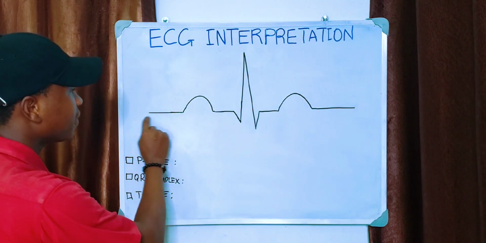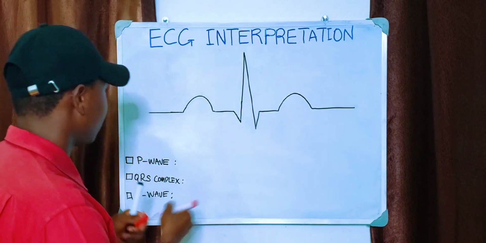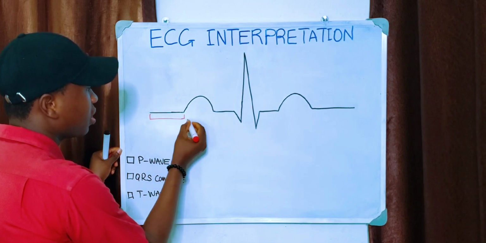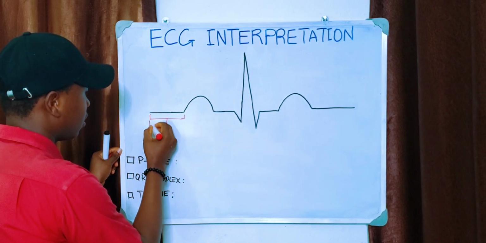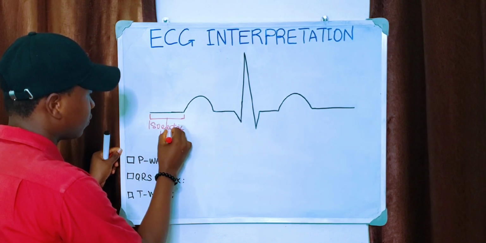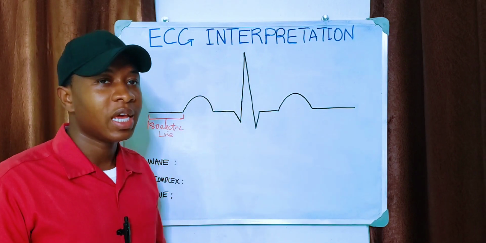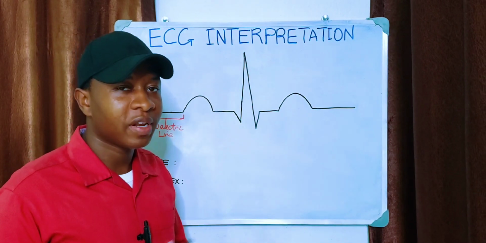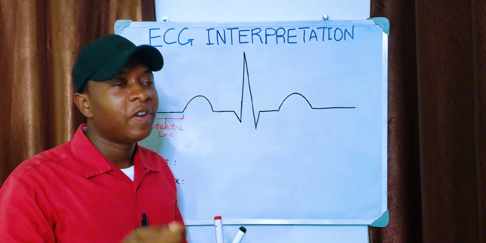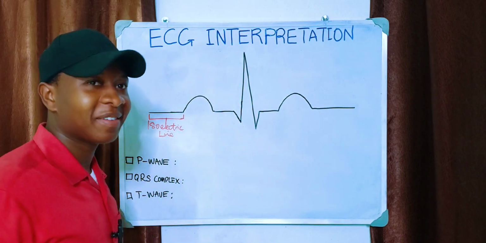All right, so this first part, which is a straight line, is called the isoelectric line. At this point, the heart is doing nothing. The heart is in a resting state. And the next thing that happens is a deflection. Now we have both positive and negative deflections. A positive deflection is anything that goes up, while a negative deflection is anything that goes down. So we have a positive deflection here.